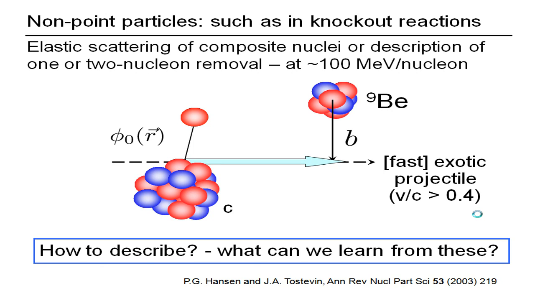Elastic scattering of a bound system now of two particles from a target such as this, when this is a fast projectile of v over c, say, of greater than 0.4. So how we describe that is what I'm going to do before coffee. What can we learn from these is sort of after coffee, when I want to talk about removal, knockout reactions, in which in this sort of collision that guy gets removed, and what we might be able to learn from such reactions later on. But elastic scattering will be quite sufficient before coffee, I think.